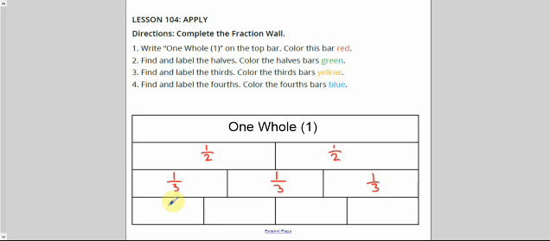What about in here? It's a 1 out of 4. This is the fourth or the quarter. 1 out of 4, and the last one. This is the 1 out of 4. So this is our fraction wall.